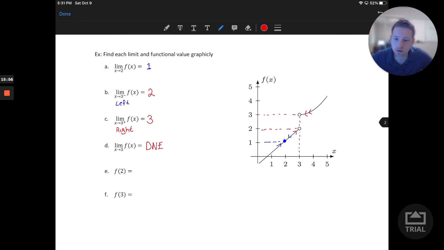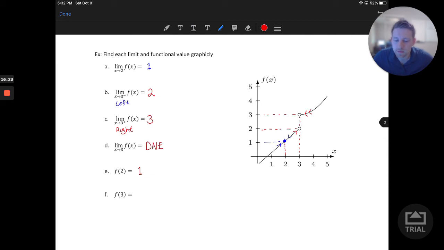If we consider part E, we have the functional value at 2. So if I consider that functional value at 2, we just said earlier that the value 2 is defined. It's on a continuous part of our function, and so that functional value happens to be at the height of 1. So we can fill that in.